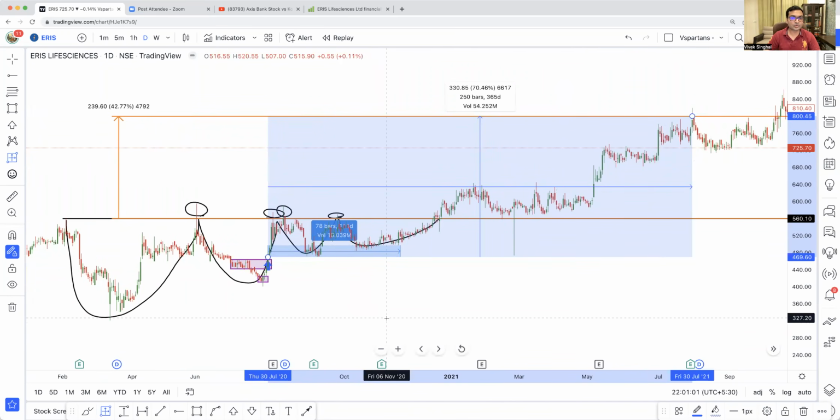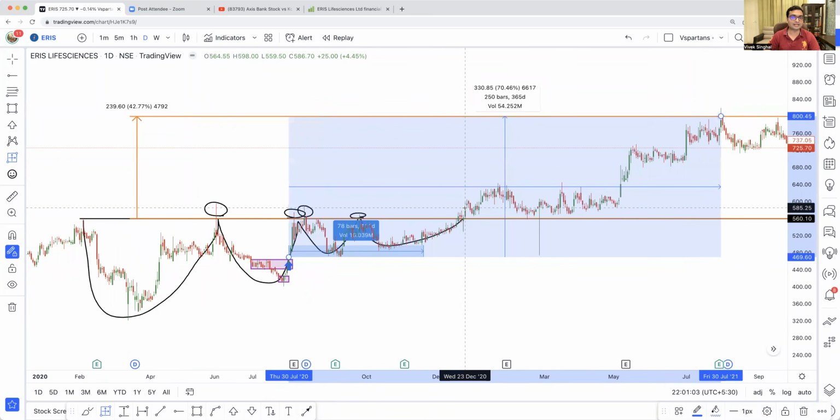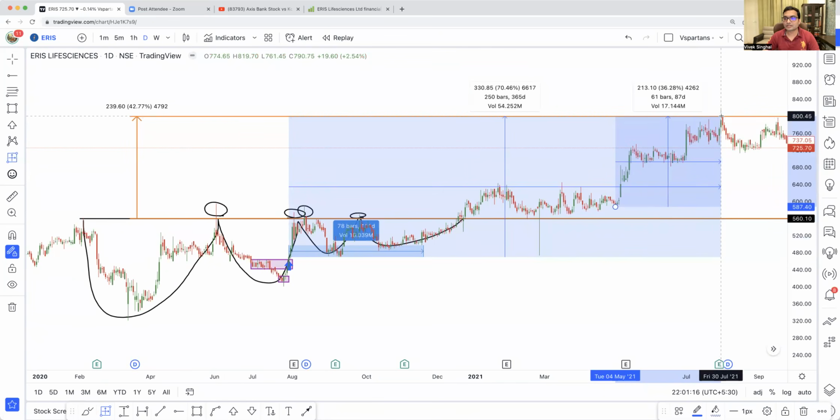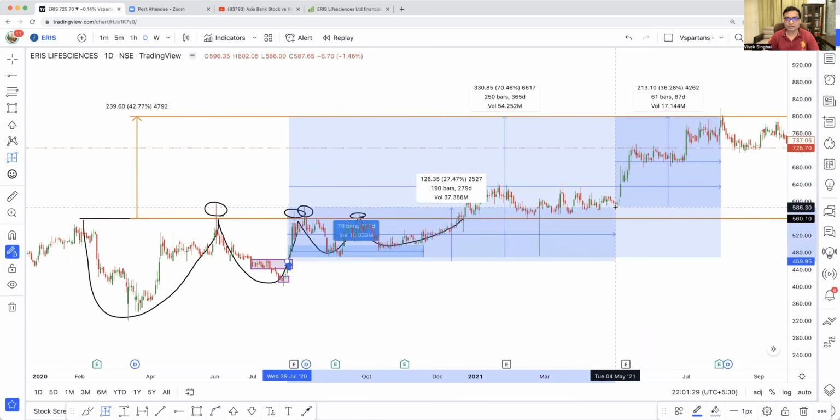Right? So if someone had bought above the neckline, he must not have made so much money. From 4th May 21 till the target was achieved, 36% was made in just 3 months. And in the first 9 months, how much money was made from the buying level? Only 27.47% in 9 months. So waiting is utmost important.